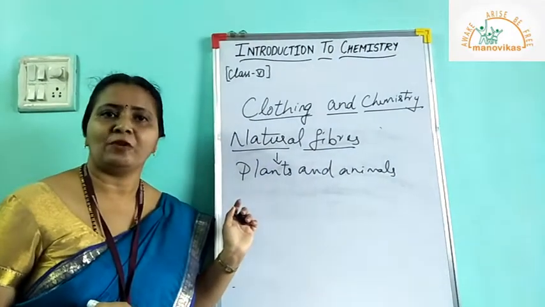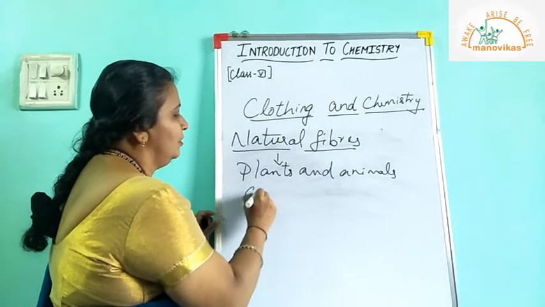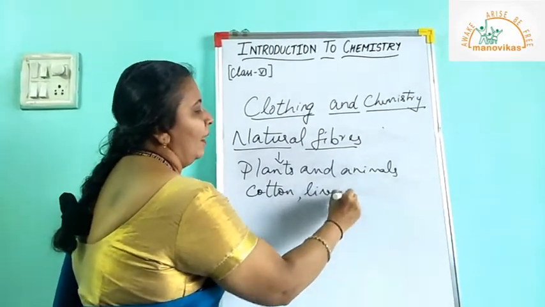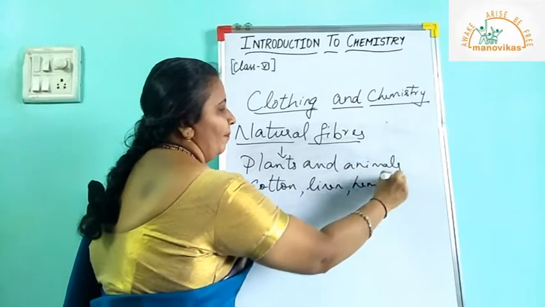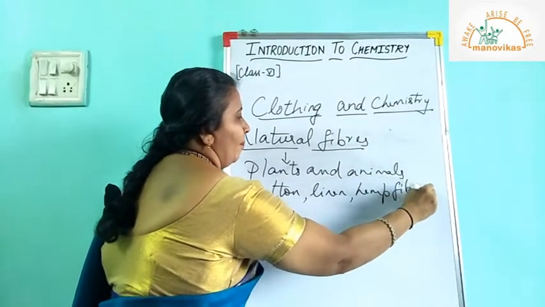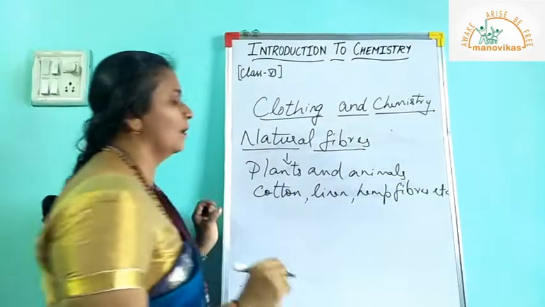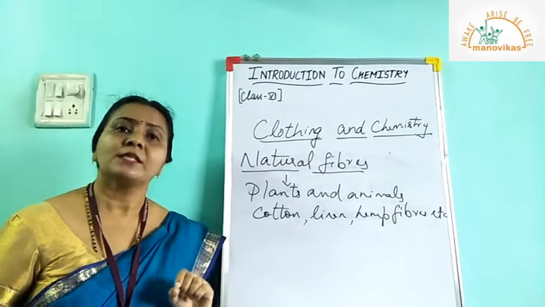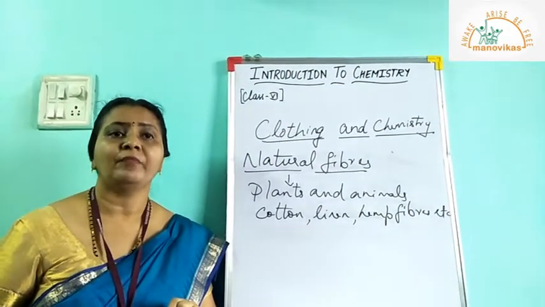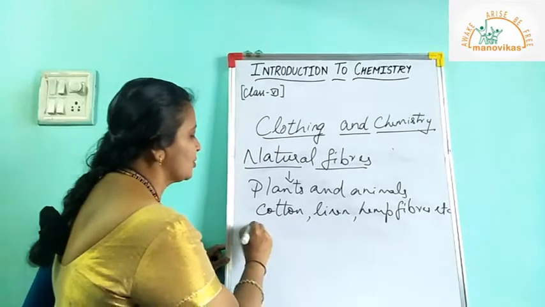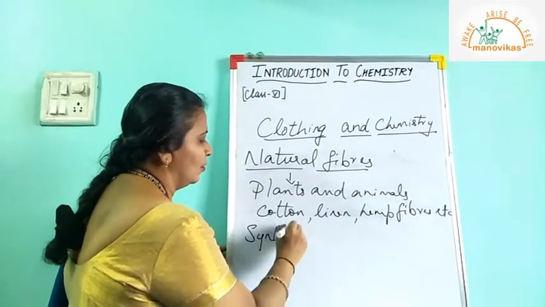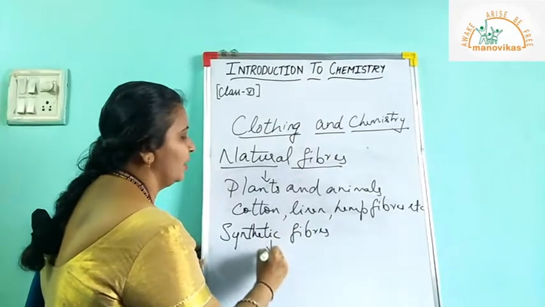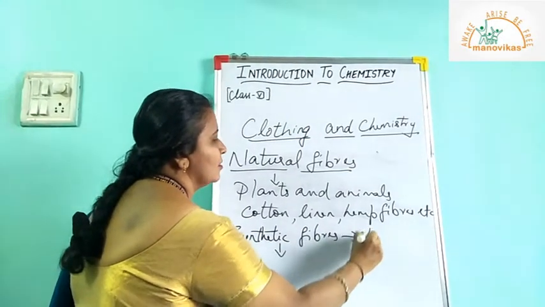Examples of natural fibers: cotton, linen, hemp fibers, etc. Now let us see what synthetic fibers are. Synthetic fibers are obtained from chemical substances.